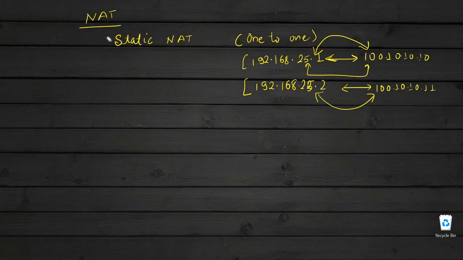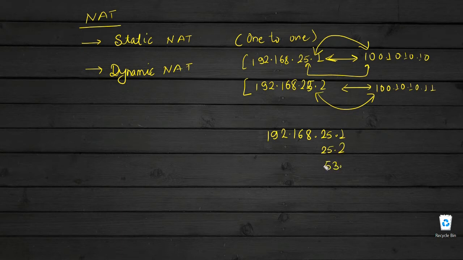So that's not practical. That's how we are not saving the IP addresses. So we are not using static NAT in order to reach the internet. Obviously, it is important, and in some cases we have to do it, but normally it is not preferred by our NAT devices, right? Another type of NAT is dynamic NAT. So what is happening in the dynamic NAT? Let's say we are having three users, 192.168.25.1, 25.2, and 25.3.